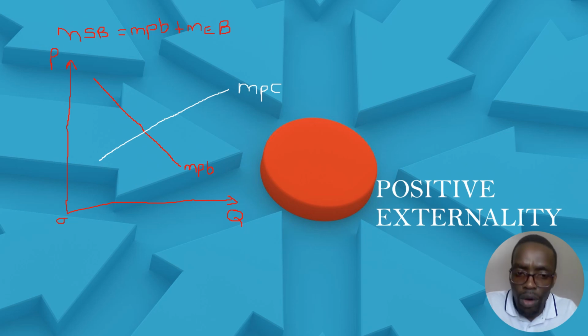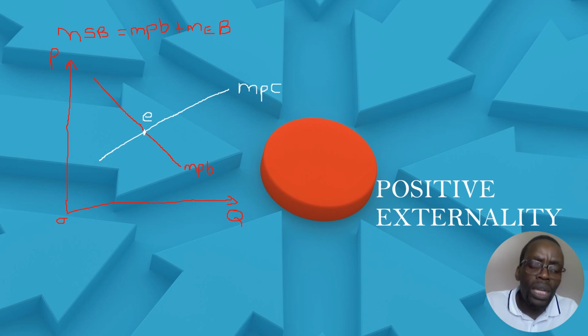Okay, so we have our marginal private cost, which looks like our supply curve, and then we have our marginal private benefit, which looks like a demand curve. Then we have this area here where supply meets our demand curve, which we call the equilibrium point.